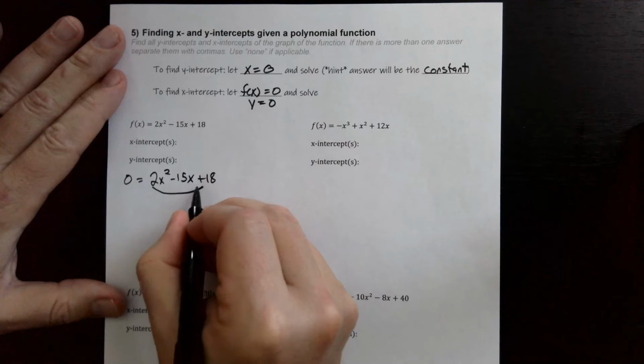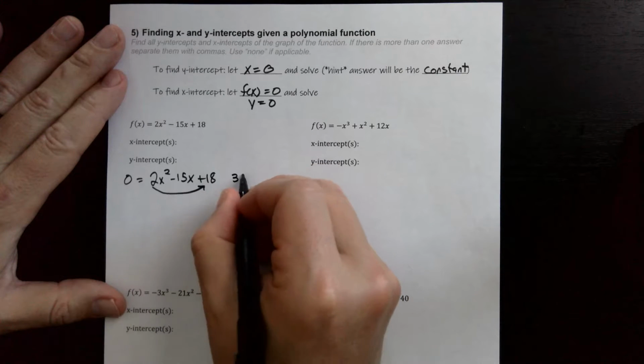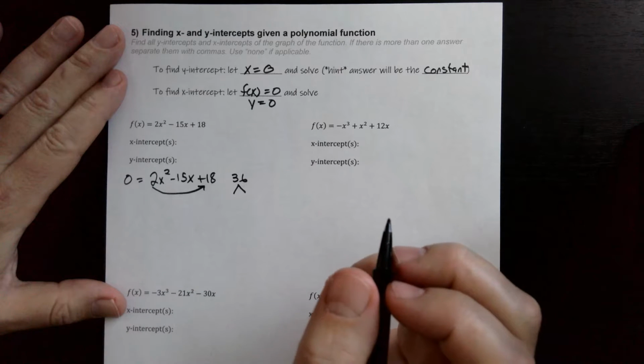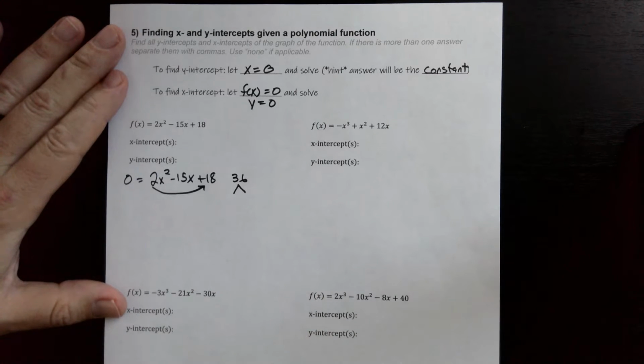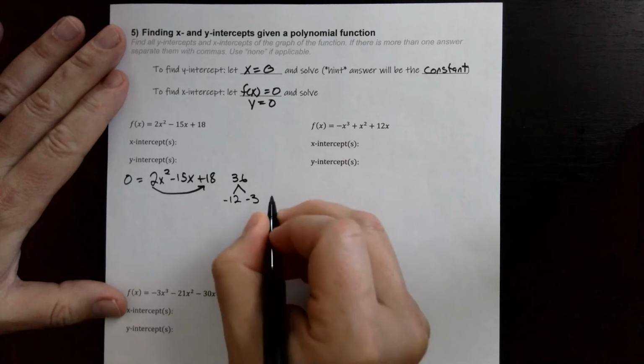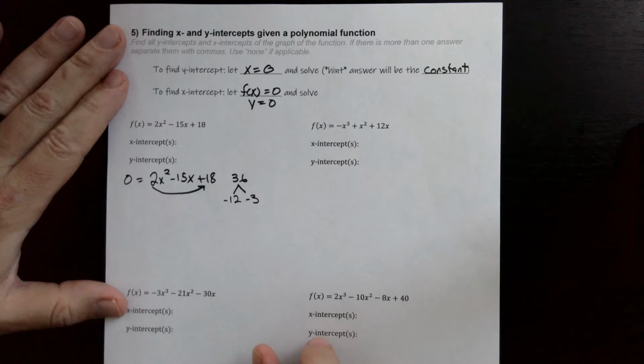I'm going to solve this thing. I'm going to multiply the 2 times the 18, which is 36. I want to find two numbers that multiply to get 36, but add to get negative 15. That's going to be negative 12 and negative 3. If you add those together, you get the middle number. If you multiply them, you get positive 36.